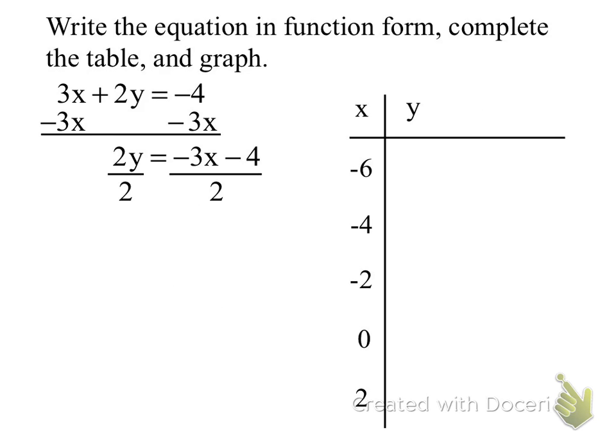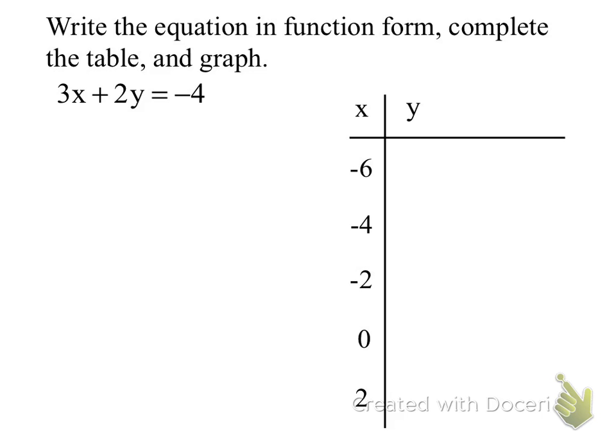So the very first beginning was function form is getting y alone. So what do I need to do to get my y alone? What would you do? You have to subtract 3x from both sides. Good. And then you're left with 2y equals negative 3x minus 4. So now what am I doing? Is my y alone?